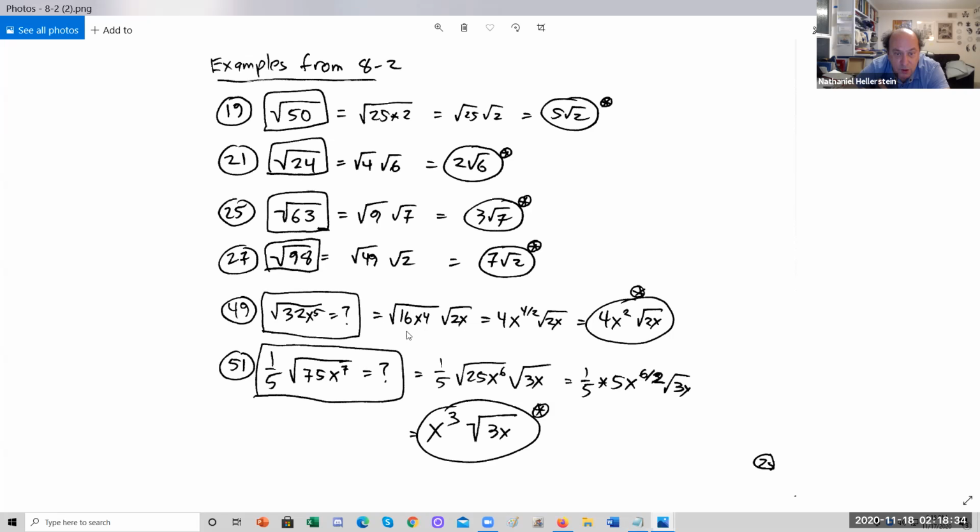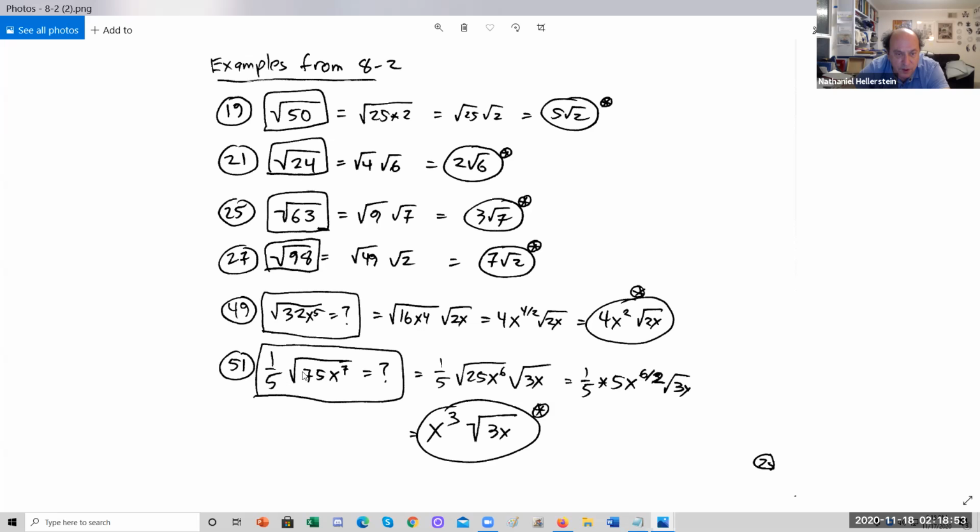So root 16, x to the 4th, root 2x. So the square root of 16 is 4. The square root of x to the 4th is x to the 4 halves. So 4x to the 4 halves, root 2x. This is an x squared. So you get 4x squared, root of 2x.